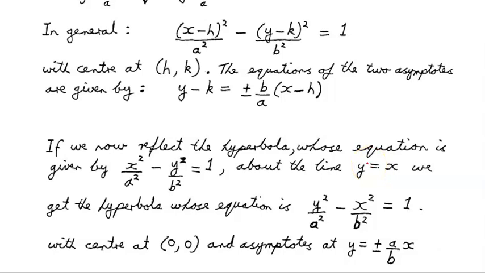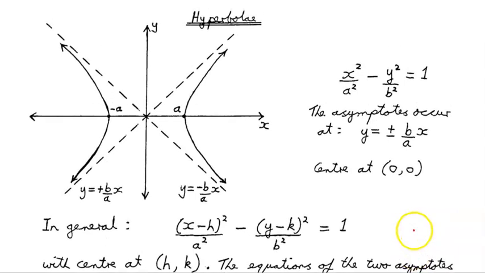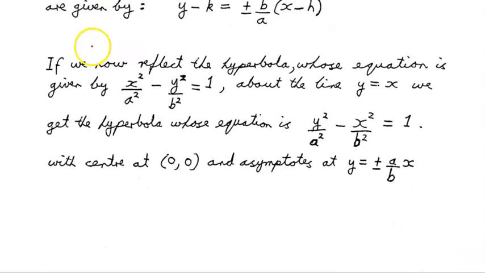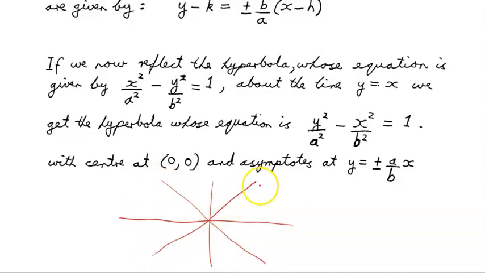we get the hyperbola whose equation is y squared, this time, over a squared minus x squared over b squared is 1. That still has centre 0, 0, and it has asymptotes at y equals plus or minus a on b times x, whereas before we had b on a. And if you come back to this one, if you reflected about the line y equals x, you can see that you're going to end up with branches up the top. So here are our asymptotes again, and this time it's going to be something like this. That's just a reflection about the line y equals x.